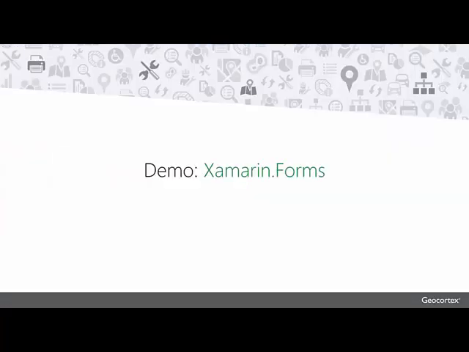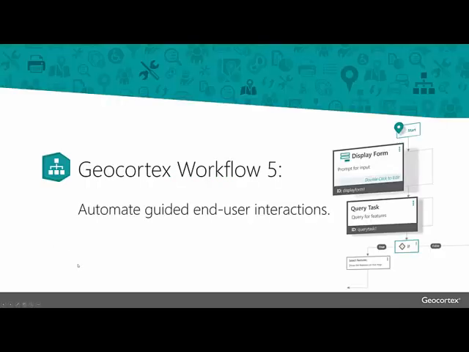So that is how you create a simple Xamarin.Forms app and add the ArcGIS runtime to it and deploy it into multiple platforms. Where we've been using Xamarin.Forms ourselves is in developing a .NET version of Geocortex Workflow 5. So what is Geocortex Workflow 5? It allows you to automate guided end-user interactions by dragging and dropping pieces of business logic and hooking them together with transitions. This allows you to avoid writing custom code in order to have custom functionality in your applications.